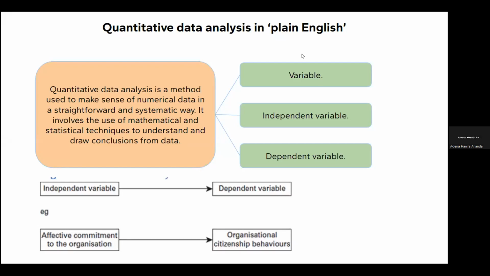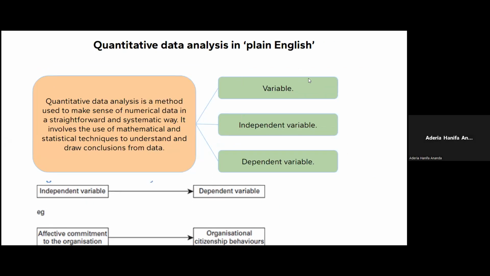So, we're defining quantitative data analysis first in plain English. Quantitative data analysis is a method used to make sense of numerical data in a straightforward and systematic way. It involves the use of mathematical and statistical techniques to understand and draw conclusions from data. It consists of three things: the first one is variable, the second is independent variable, and the third is dependent variable.